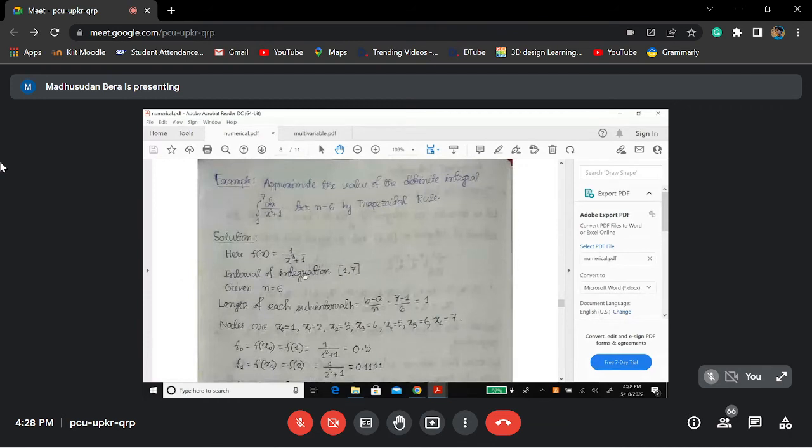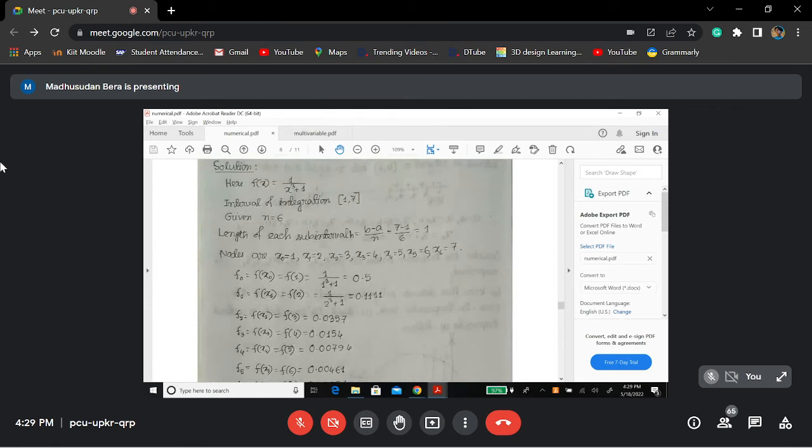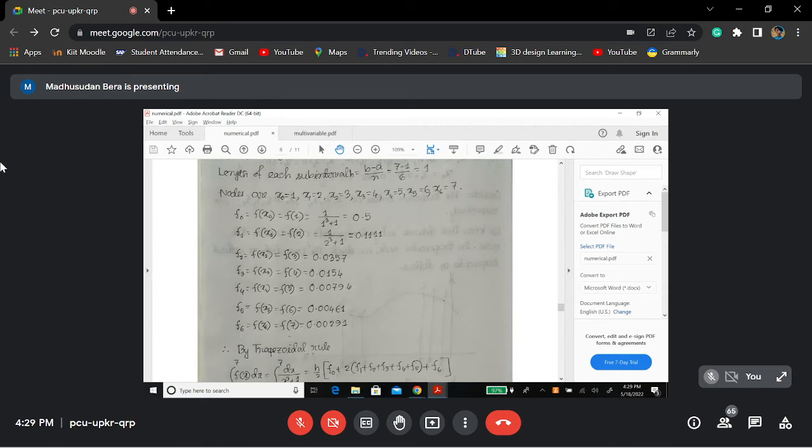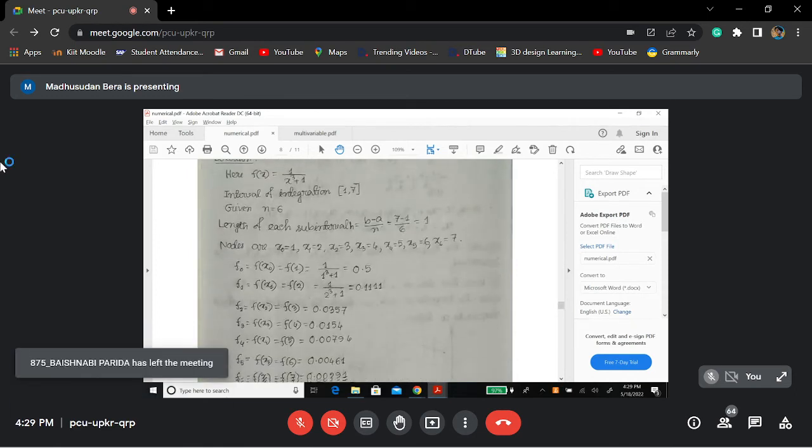Integral from 1 to 7 of dx by x cube plus 1 for n equal to 6, means 6 subintervals. So here f(x) equal to 1 by x cube plus 1. Interval of integration is 1 to 7, that is given. n equal to 6. So what is the length of the subinterval? h is (b minus a) by n, 7 minus 1 by 6, that is 1. So what are the nodes? We start from 1: 1, 2, 3, 4, 5, 6, 7. These are the nodes. At these points we calculate the values f0, f1, f2, f3, f4, f5, f6 from the function 1 by x cube plus 1.